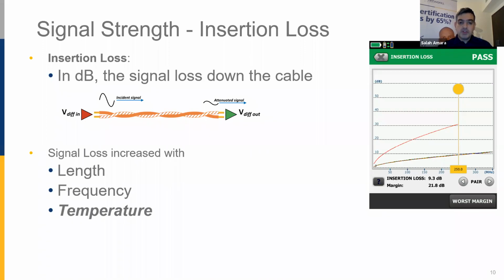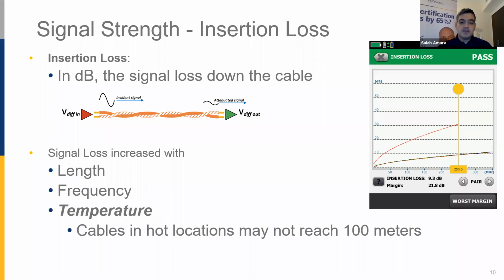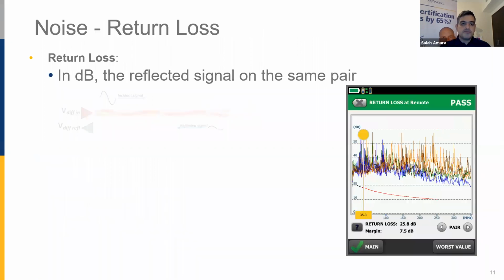Frequency and temperature are also factors, and that's very important for our region in the Middle East. The weather is getting hotter, and just as a guideline, cables in hot conditions might not reach 100 meters. So as a designer, we always need to take it into consideration. If the temperature is high, then we need to design our cables with lengths less than 100 meters.